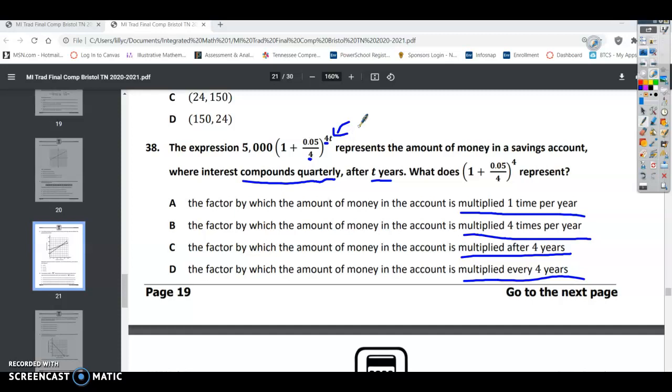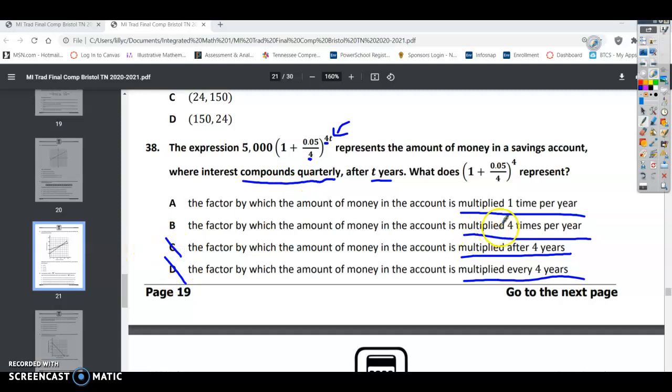All right, so it says where interest compounds quarterly after t years. So this inside part is going to be the factor by which the amount of money is multiplied: 1 time per year, 4 times per year, multiplied after 4 years, and multiplied every 4 years. So this doesn't have anything to do with it because quarterly means 4 months. You know, 4 quarters in a year is talking about months, not years.